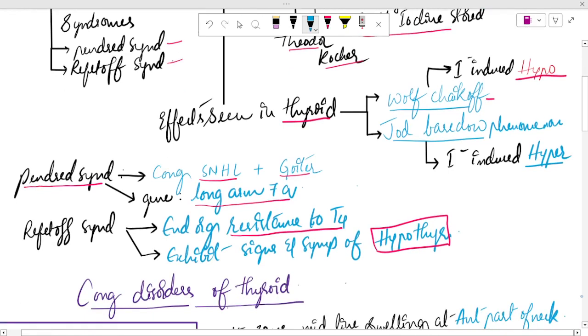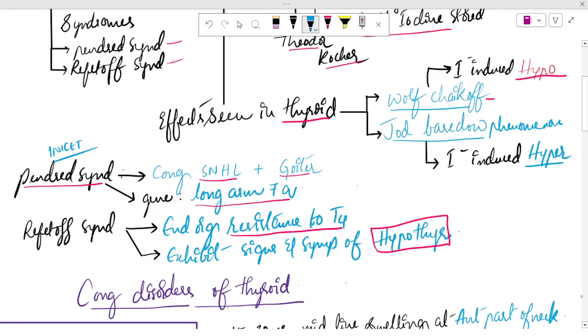Pendred syndrome is very important for INI-CET. You might get a question on Pendred syndrome. Pendred syndrome is congenital sensorineural hearing loss with the presence of goiter, and it is due to a genetic variation at chromosome 7q.